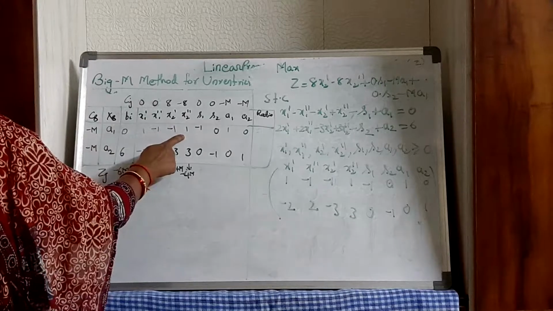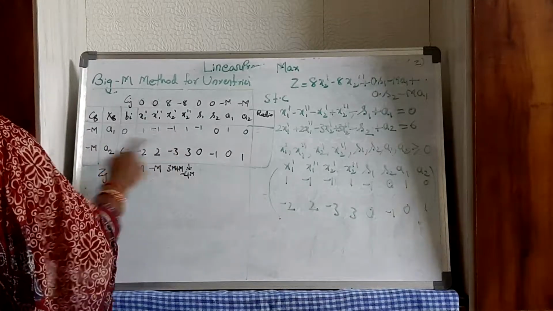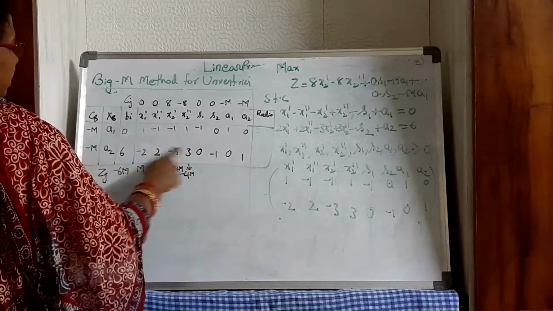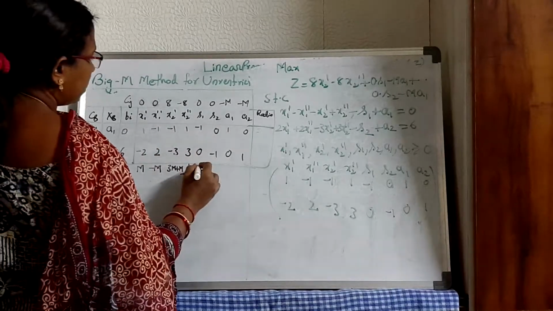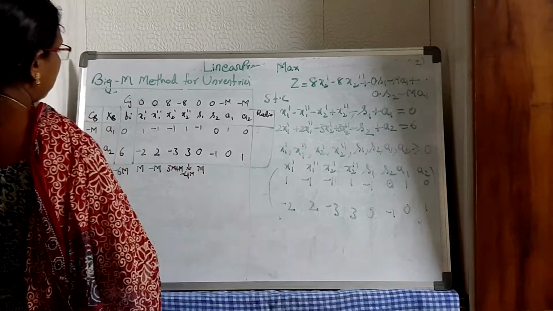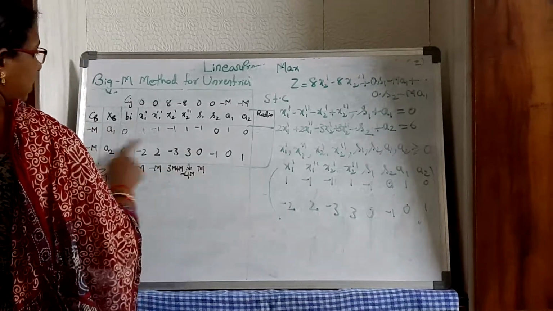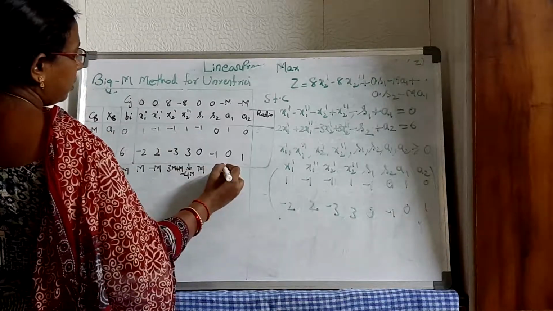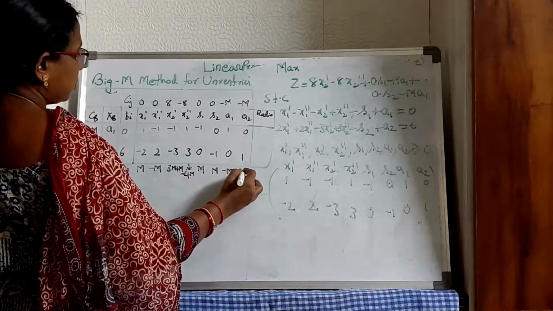Minus M into 1 minus M into 3, so this will be minus 4M. Minus M into minus 1 is M, this is 0, so this is M. Minus M into 0 is 0. Minus M into minus 1 is M. Minus M into 1 is minus M. This is also minus M.